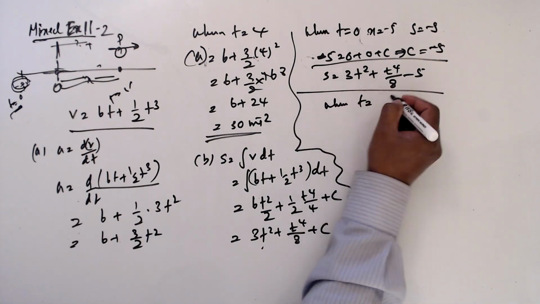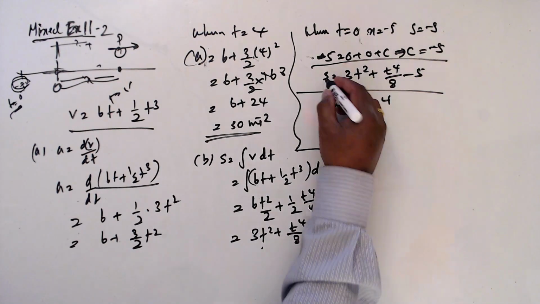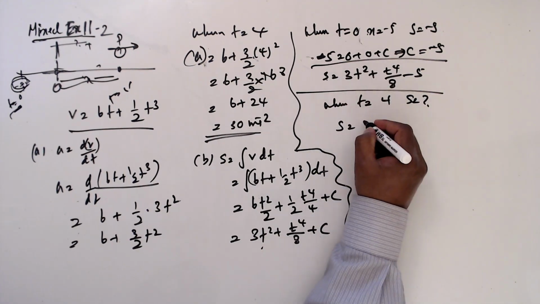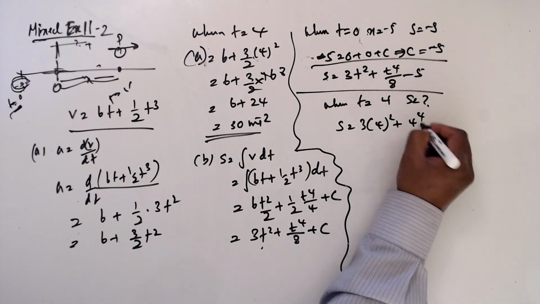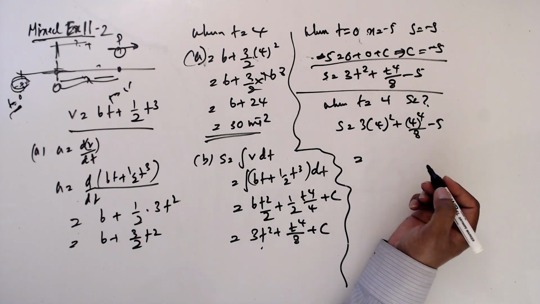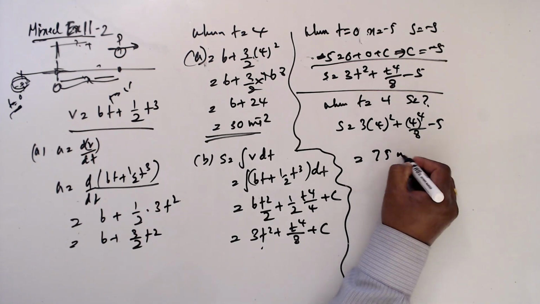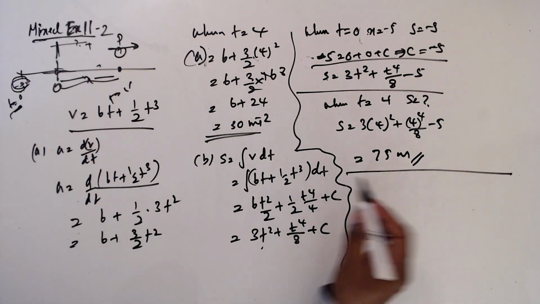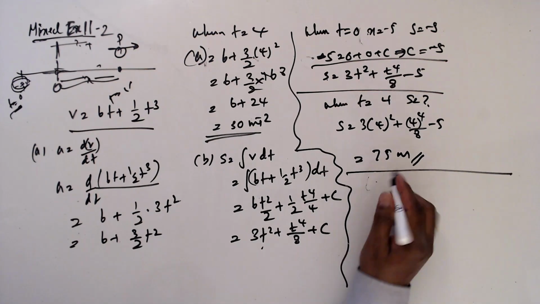When t equals 4, we need to find s. So s equals 3 times 4 square plus 4 to the power 4 over 8 minus 5. So this value is going to be 75 meters.